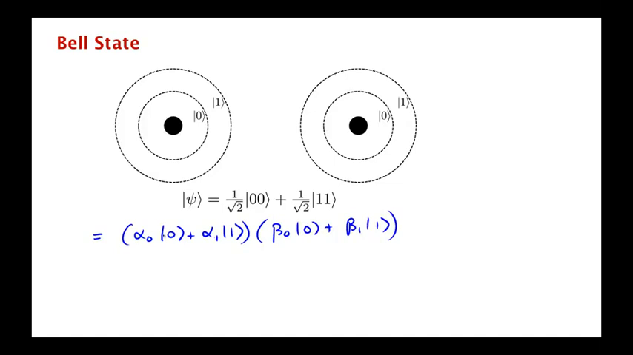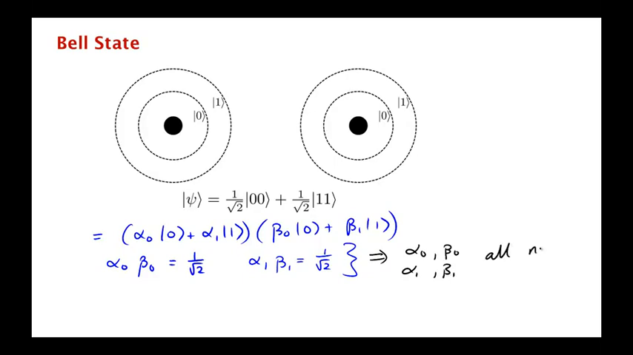So why is that? Well, we know that the amplitude of 0, 0 is the product of this and this. So alpha 0 times beta 0 is equal to 1 over square root 2. We also know that 1, 1's amplitude is alpha 1 times beta 1, equal to 1 over square root 2. What these two facts imply is that alpha 0, beta 0, alpha 1, beta 1, they're all non-zero.